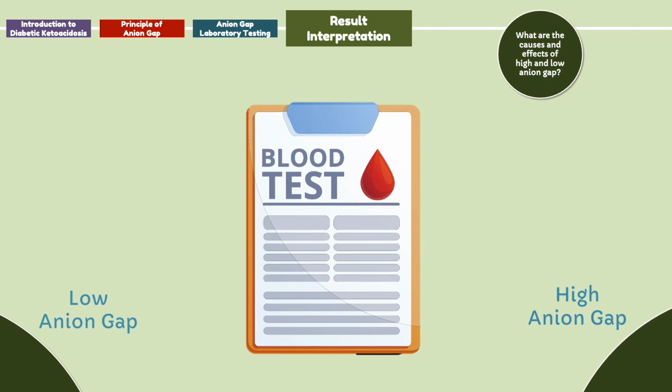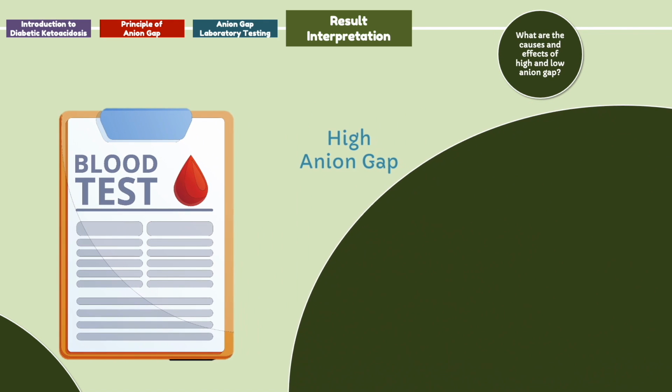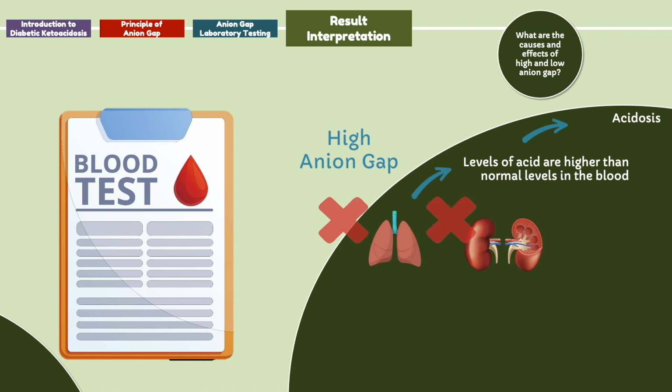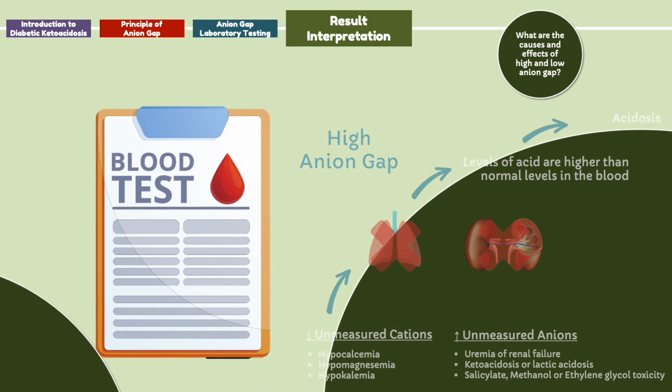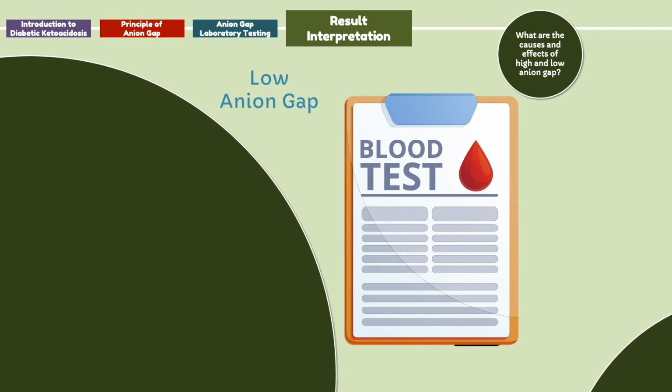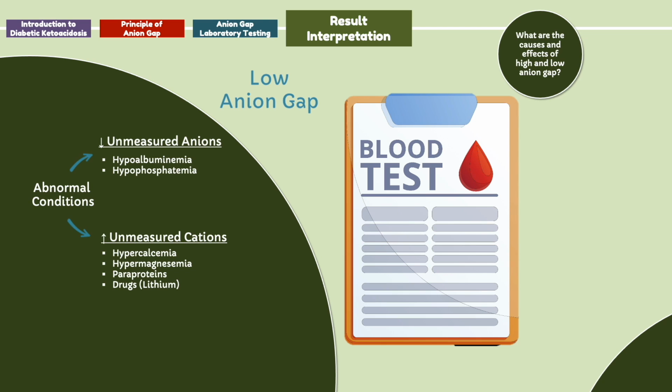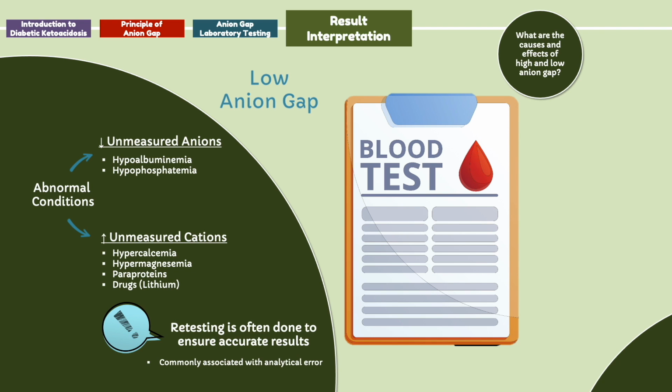If the results show a high anion gap, the individual may have acidosis, which means that the level of acid is higher than normal levels in the blood. This happens when there is a dysfunction of the lungs or kidney. On the other hand, if the results show a low anion gap, it is due to a few abnormal conditions. However, retesting is often done to ensure an accurate result, as it is commonly associated with analytical error.